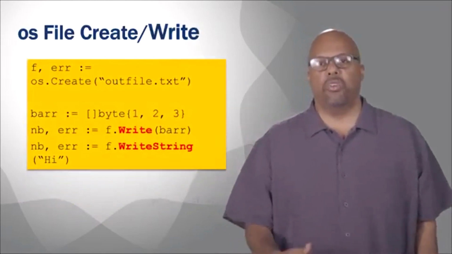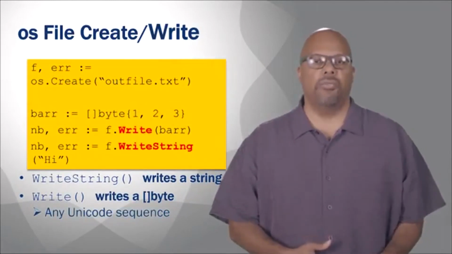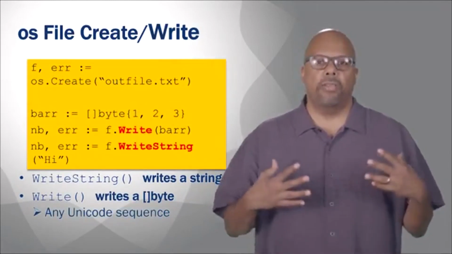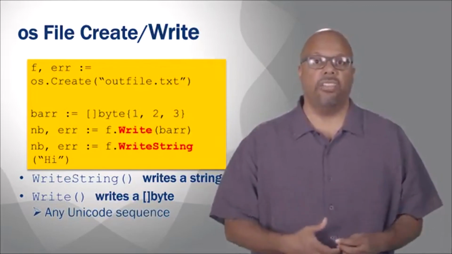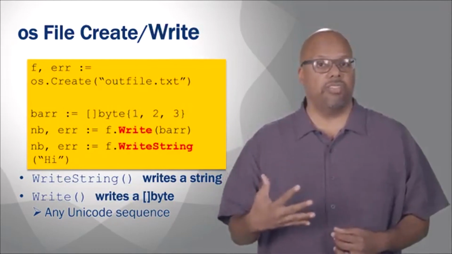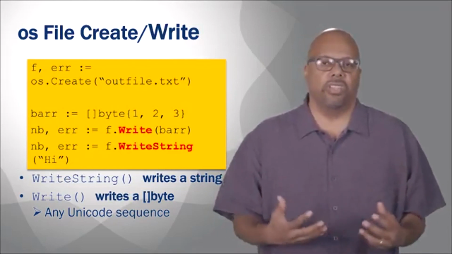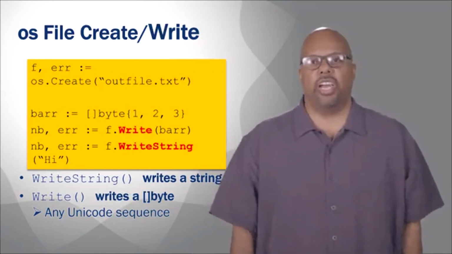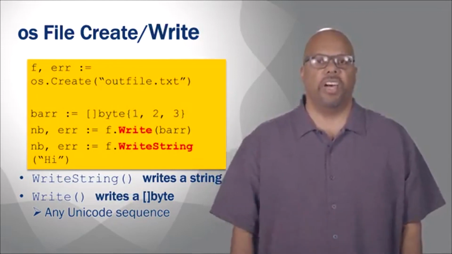So next example is write, this time using the os package as well. First thing we're going to do is we want to write a byte array into a file. So we first create the file in this case, os.create. We could have opened an existing file and opened it for append. But in this case, just for an example, we're going to create a new file, call it outfile.txt. And then we get this file handle F that refers to that file.